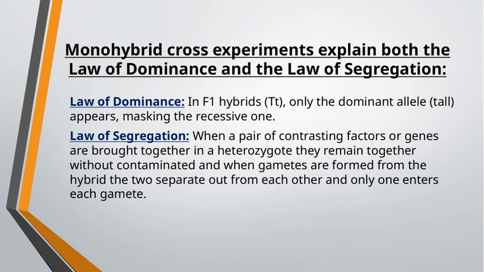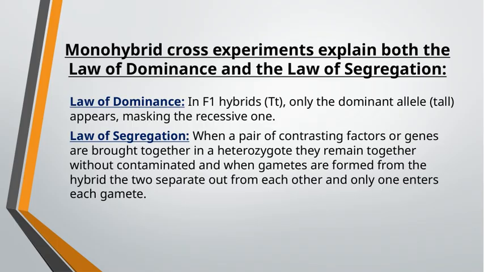Next, the law of segregation. When a heterozygote, like Tt, produces gametes, the 2 different alleles, T and t, separate from each other. They don't mix or contaminate each other. Instead, each gamete carries only 1 allele. This separation is key because it ensures that each parent contributes 1 factor, maintaining genetic diversity across generations.